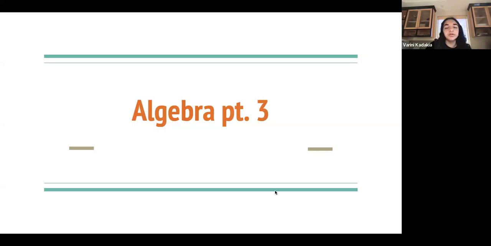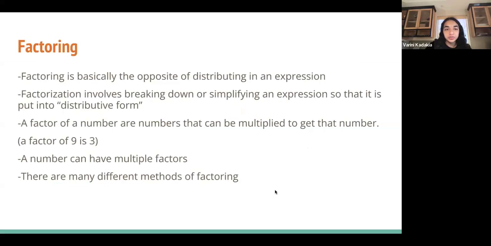Okay, so we're doing more algebra today. The first thing we're gonna go over today is factoring. Factoring is basically the opposite of distributing an expression. If you have the expression, let's say x squared minus 2x plus 1, you can break this expression down into two things that multiply by each other, and this is called factoring.